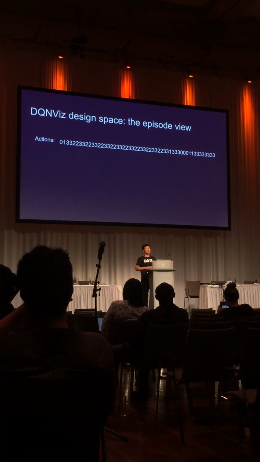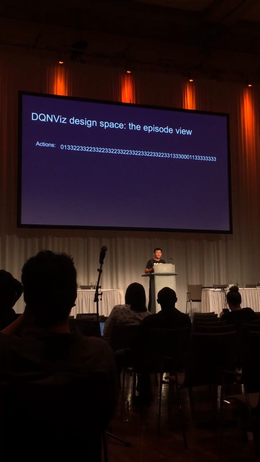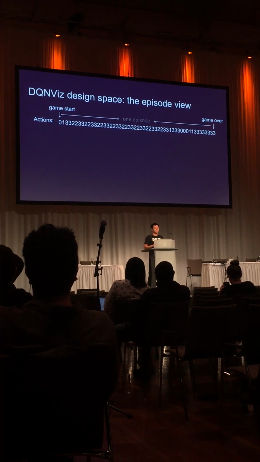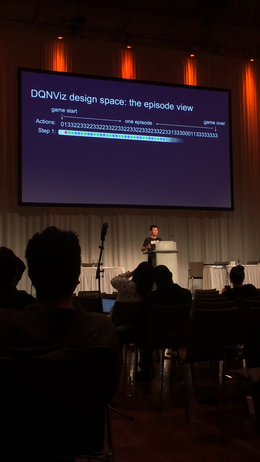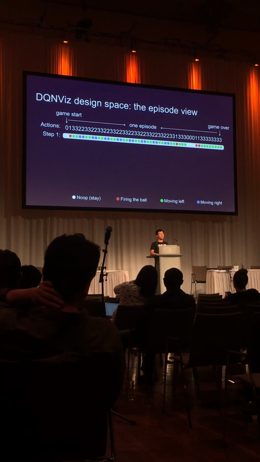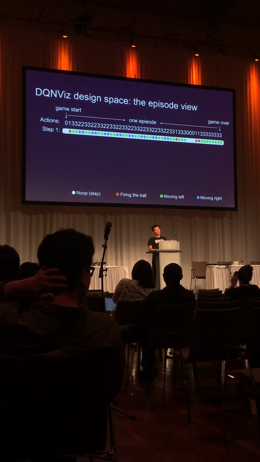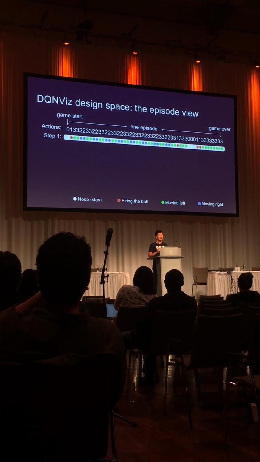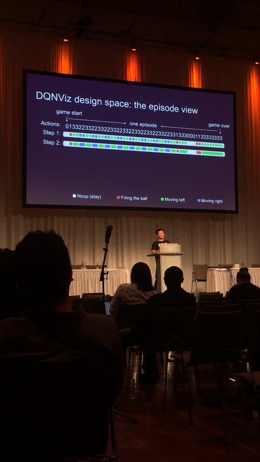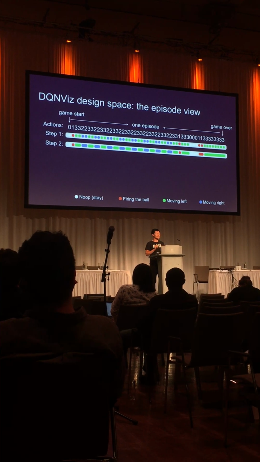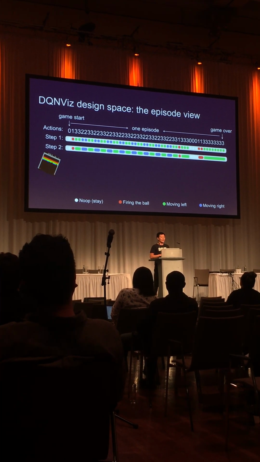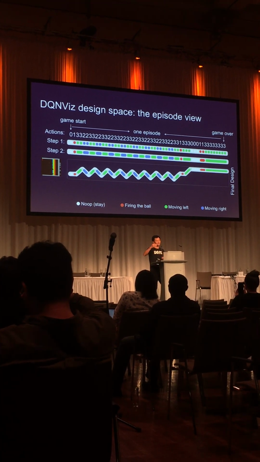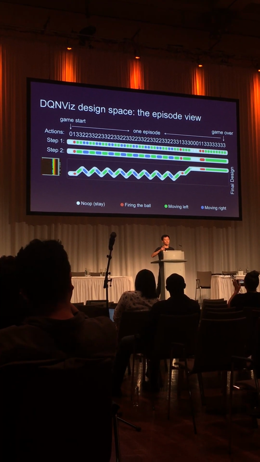And then we move to our design space. Given a sequence of actions, how are we going to encode them? From the game start to the game end, we call it one episode. We first just visualize it as a set of dots, with different colors indicating different kinds of action. For the second step, we connect the same consecutive actions. And then we also encode the position of the pattern vertically, to the y-axis.